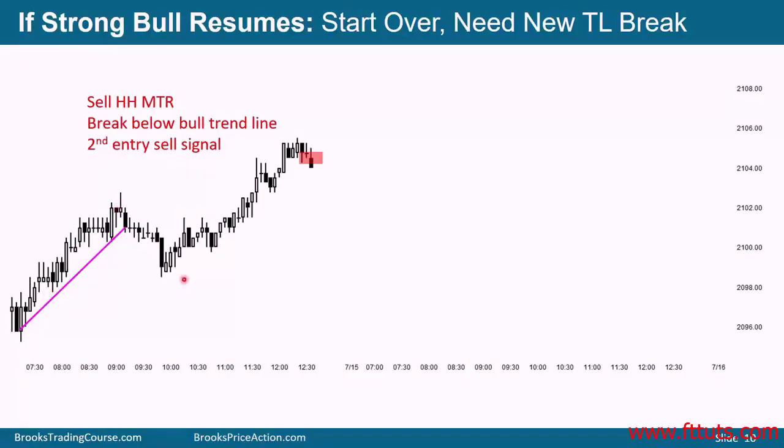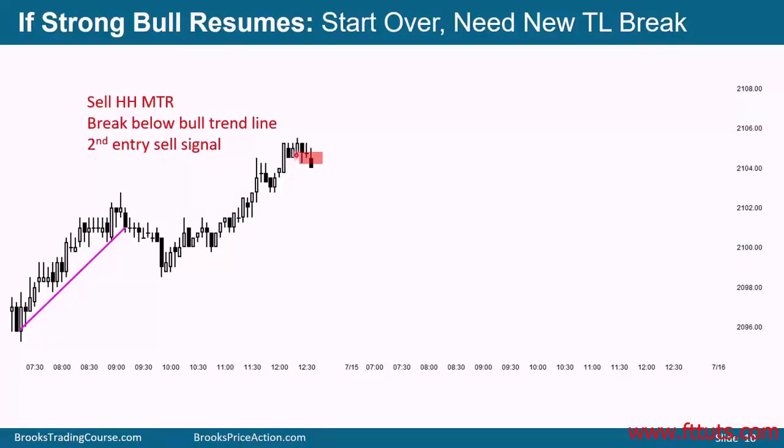Bull trend, bear breakout, higher high. Is this a higher high major trend reversal? Well, look at this channel. We're up for 30 more bars. I think you have to start the process over and look at this as a new bull trend. And this is not much selling pressure, and therefore, this is probably a minor reversal.